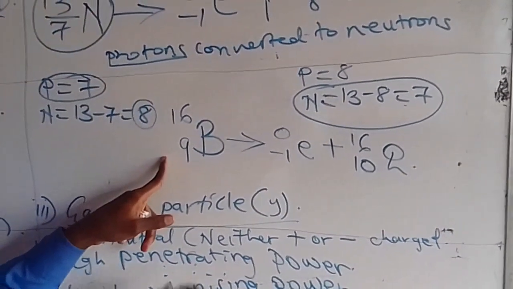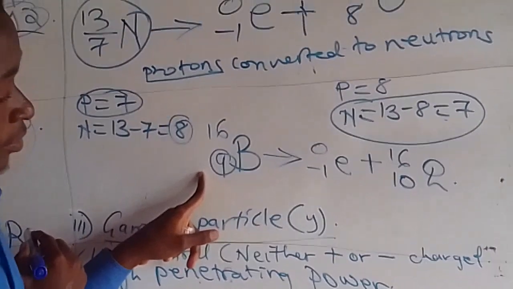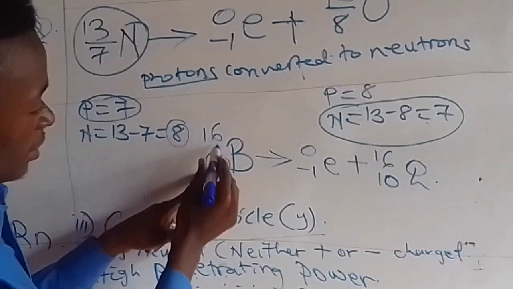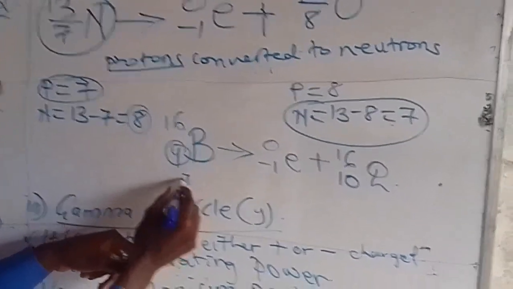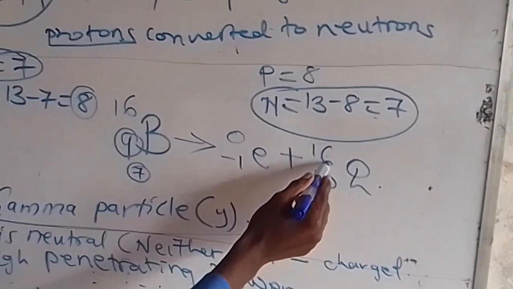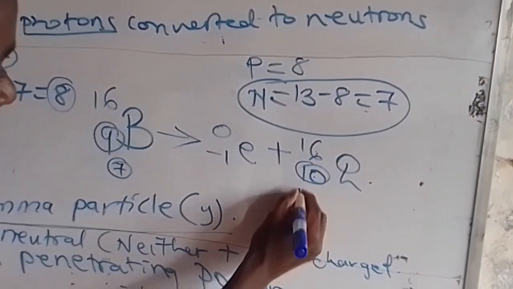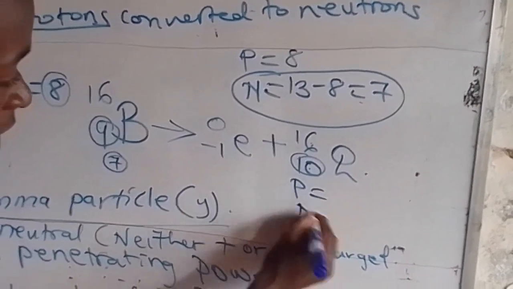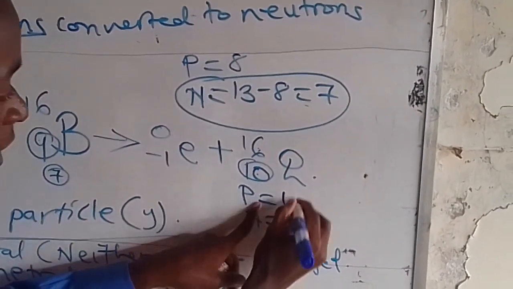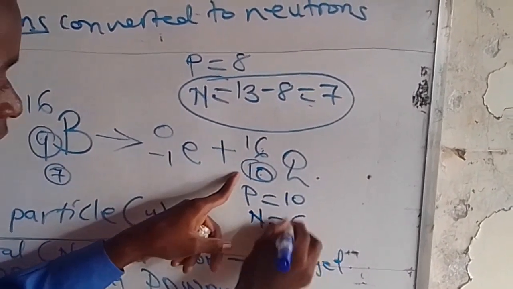So we realize that this was the number of protons. The number of neutrons here was 16 minus 9, that is 7. This one is 16 minus 10. This 10 is the number of protons. What about the neutrons here? Protons are 10. The neutrons will be 16 minus 10, which is 6.